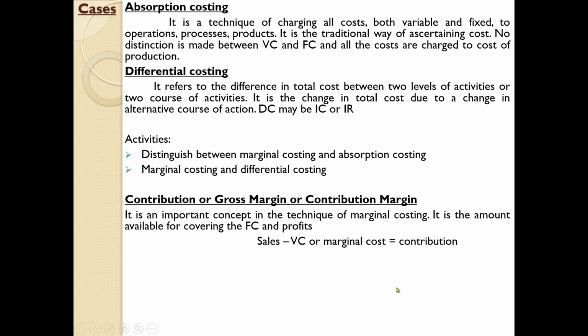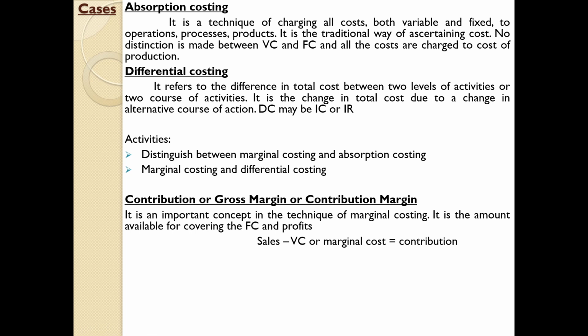So first equation, sales minus variable cost or marginal cost, you will get contribution. We have mentioned it earlier. But if you deduct total cost from sales, you will get profit. So the difference between contribution and profit is, contribution is the result after considering variable cost. Profit is the result after considering total cost.